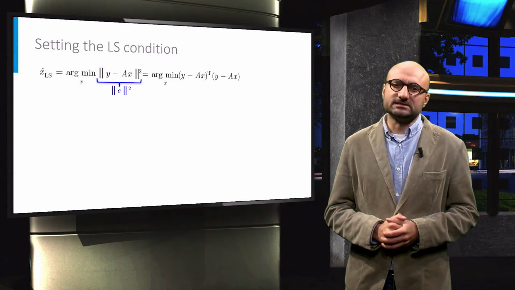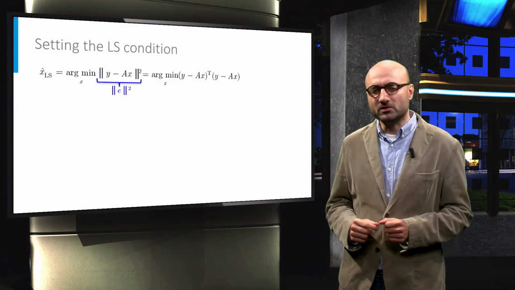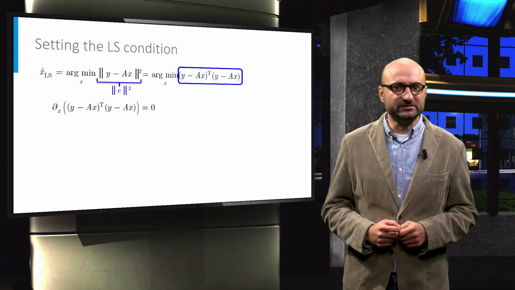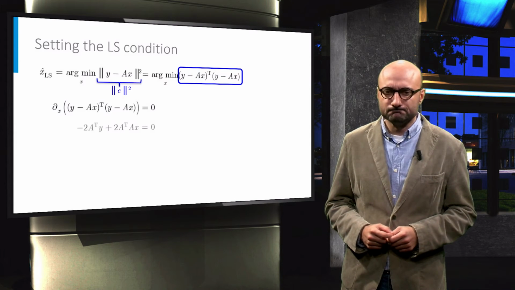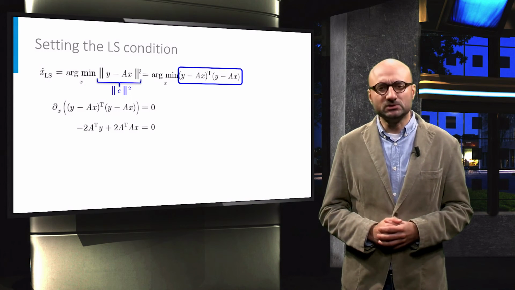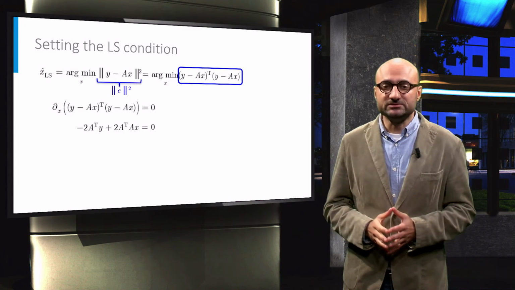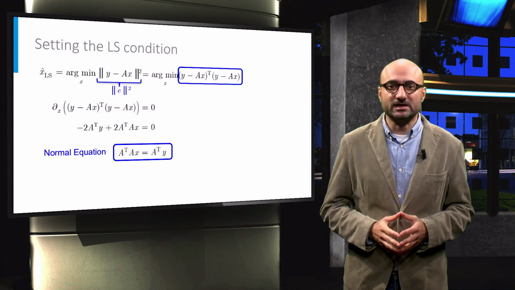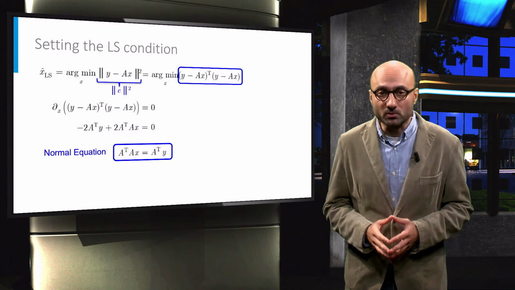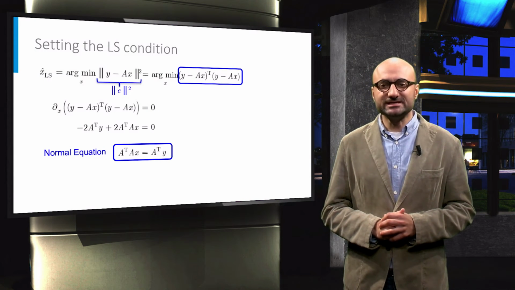We know from calculus that in order to find a solution to this minimization problem, we should take the first derivative of this multivariate objective function and set it to 0. From calculus, this first derivative can be derived as the following. By the way, if you are interested in the detailed mathematical derivation of this derivative, please look at the reading materials of this week. Now, by setting this derivative to 0, we get A transpose A x equals A transpose y. This new equation is called the normal equation. The solution to the normal equation provides us the least squares estimate.